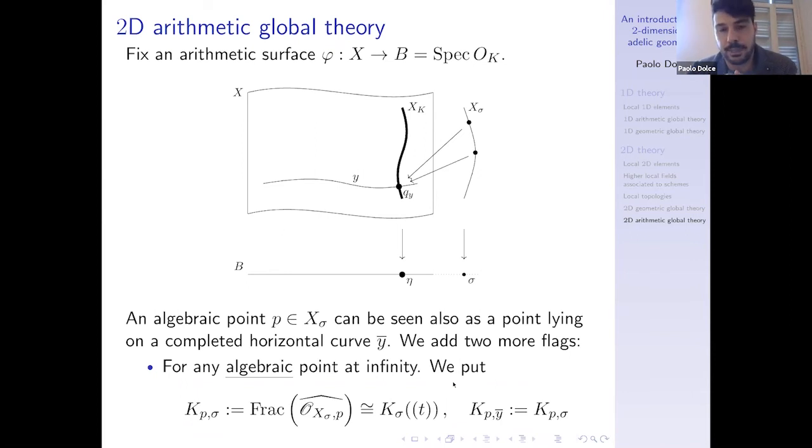So the bottom line is that by adding the fiber at infinity, you can have a double copy of Laurent power series over R or over C. And this is the two-dimensional analog of adding the infinite points on the base arithmetic curve. Okay, so these are the important bits on completed adelic theory in the two-dimensional arithmetic setting.